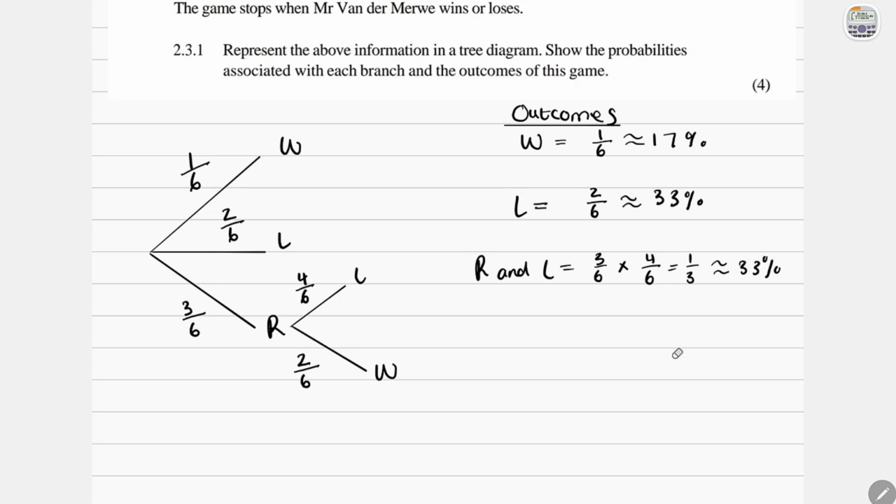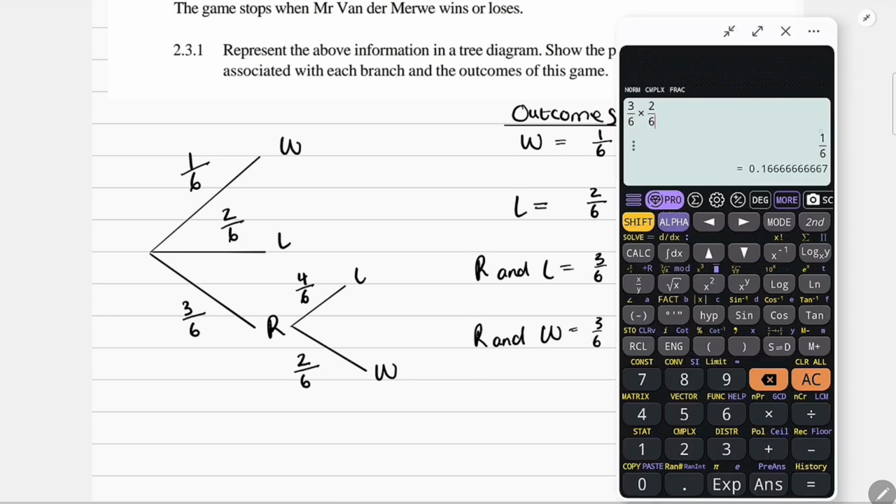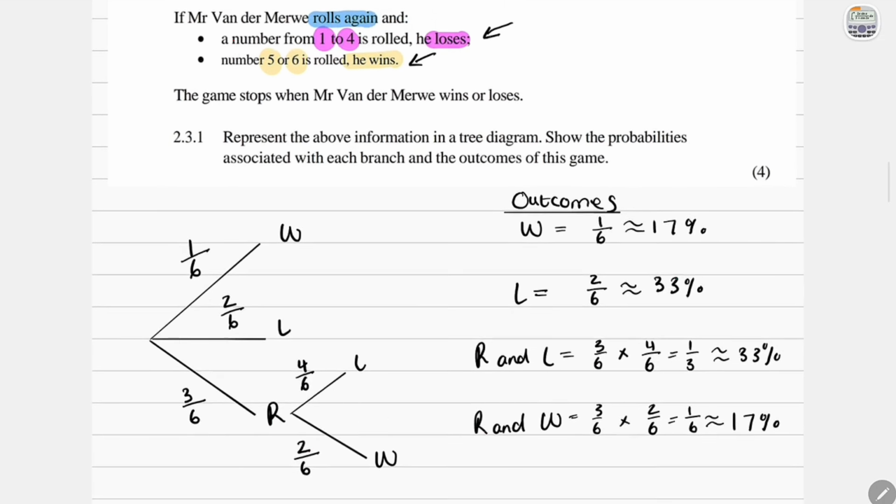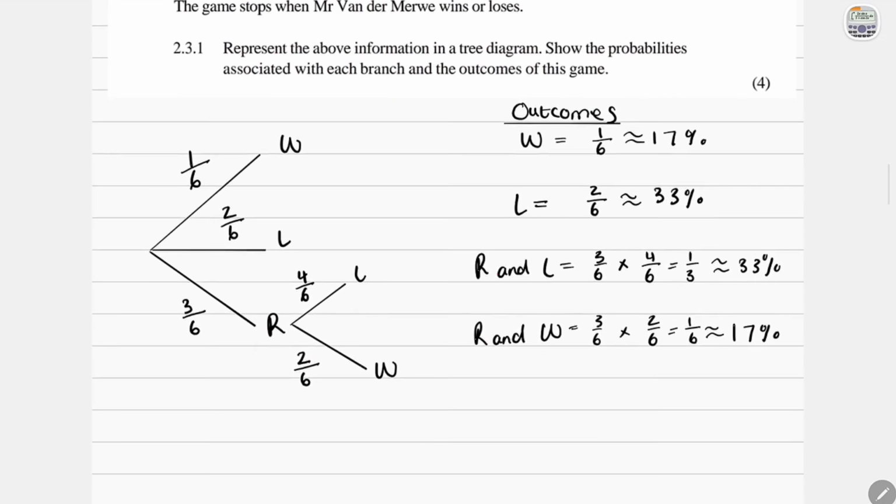And I'm really just going to use the fractions, but I'm just trying to look at the percentage as well. And then he could roll and win. Okay, and that would be 3/6 times 2/6, and let's get that. Okay, and as you can see, that's 1/6. So 1/6, which is about 17%. Okay, so these are the outcomes, and that's everything they asked for.